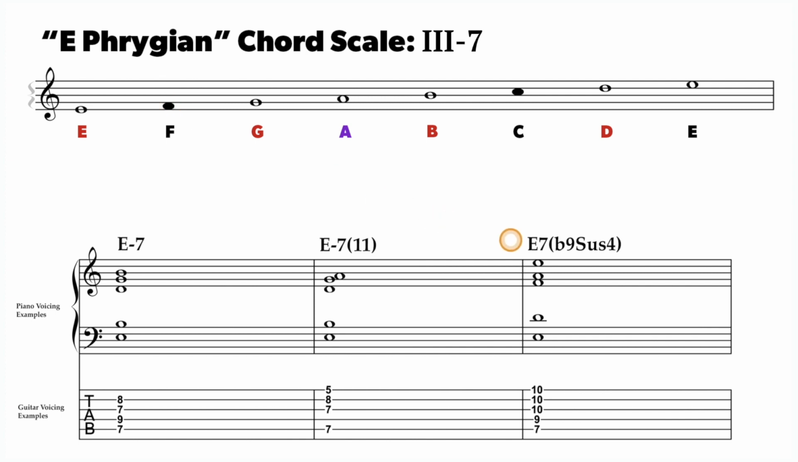So in a modal context, you could use this chord and E7 flat 9 sus4 to signal that modal Phrygian sound. As you might have noticed by now, a lot of these rules that we're talking about, you can easily break them when you start writing modal music or non-functional music. They really just apply to tonal functional music.